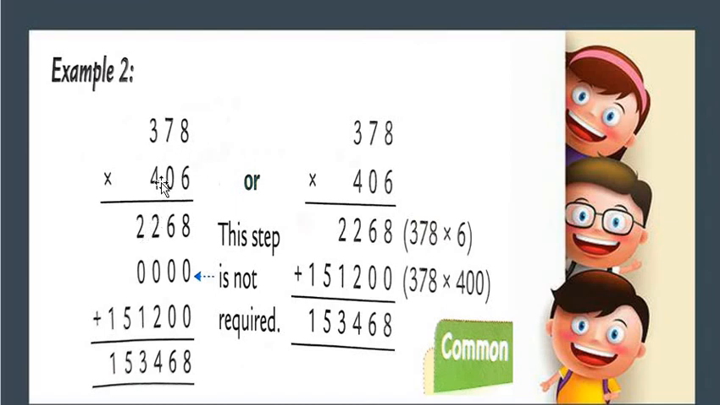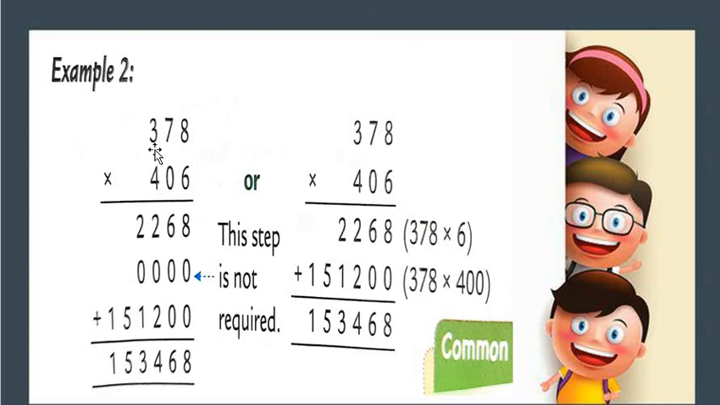2268. Then multiplication with 0, 378 multiplied by 0. So 0 times 8 is 0, 0 times 7 is 0, 0 times 3 is 0. So this step is not required. This step we are not writing because when multiplying by 0 all places come as 0. That's why we are not doing this step. See these instructions, this step is not required.